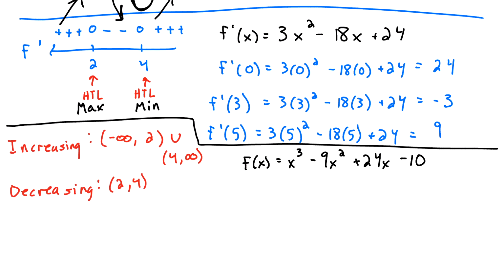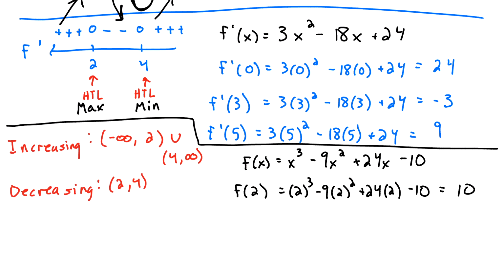And we'll take x equals 2 and x equals 4 and plug those in so that we can find our y values. So f of 2 is going to be 2 to the third minus 9 times 2 squared plus 24 times 2 minus 10. We can go ahead and crunch some numbers there, and I end up with a positive 10. So we said at 2 we had a maximum, so I'm just going to make a note to myself that we have a local max at 2 comma 10.